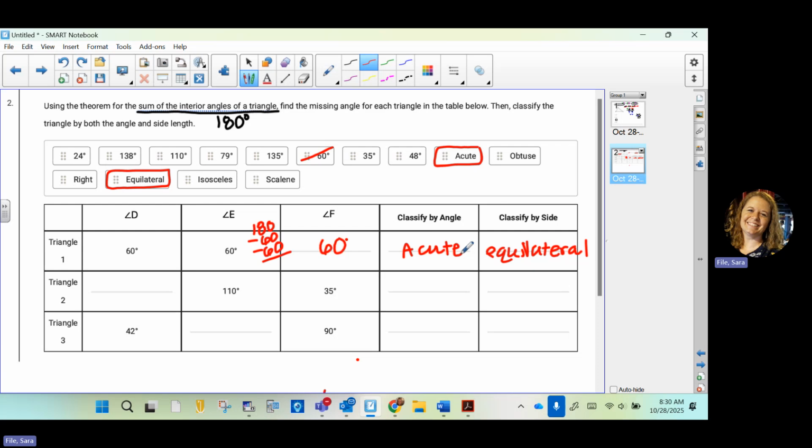Okay, now we're going to do the same thing for this next one. I know that the sum is 180, and I'm going to take away 110 and take away 35. And what does it leave me with?